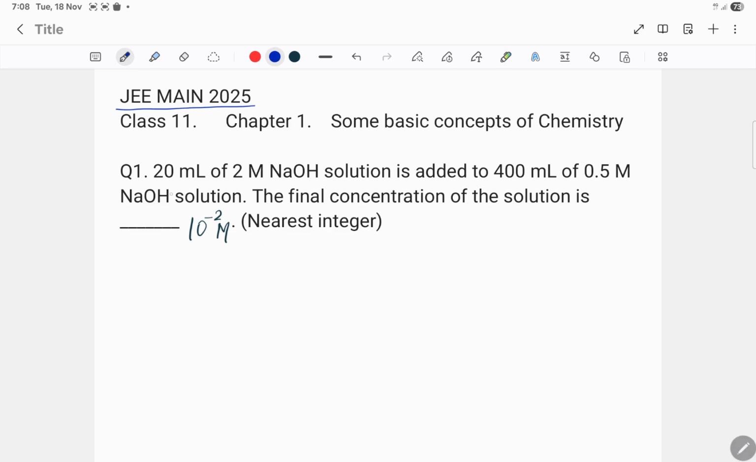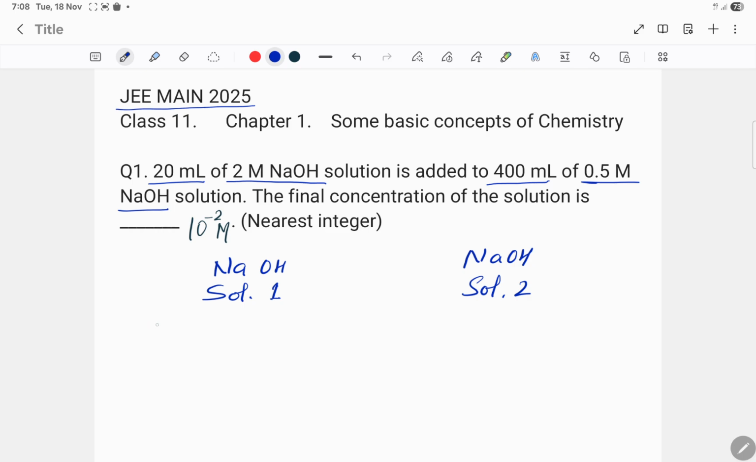Our first question is: 20 milliliter of 2 molar sodium hydroxide solution is added to 400 milliliter of 0.5 molar sodium hydroxide solution. So we have been given two sodium hydroxide solutions. You can write it down: this one is solution 1 and this one is solution 2. And we have been given the volumes.